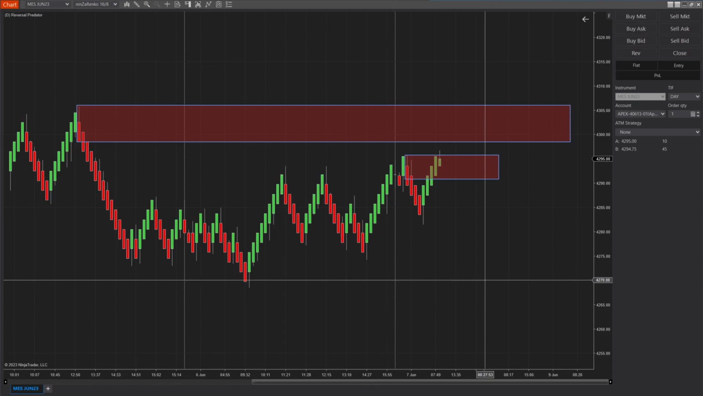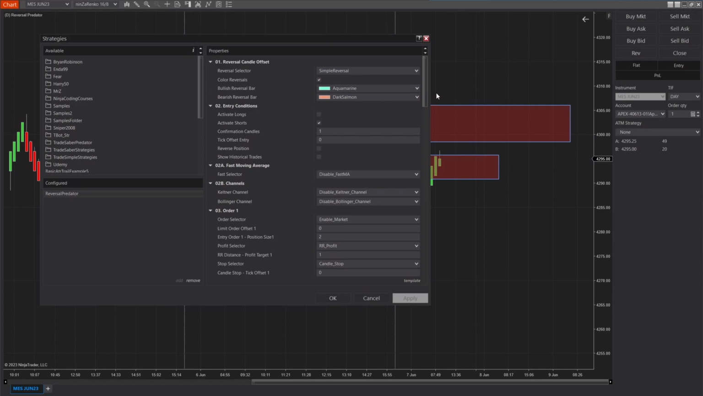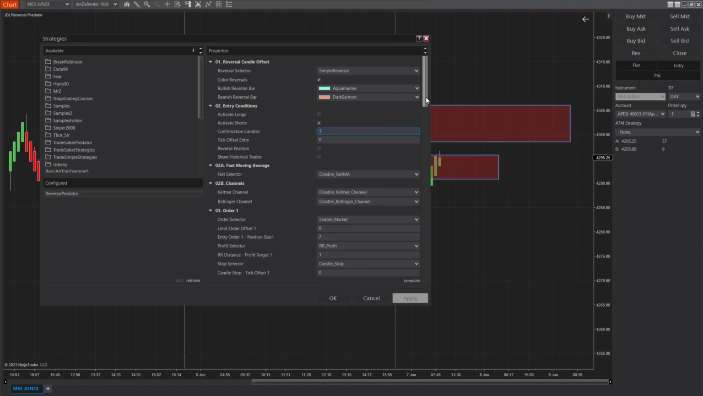Alright, so let's move on to how I typically use the reversal predator. Again, this is a tool to help you enter and manage Renko style trades. The first thing I like to do is set up a confirmation candle with a value of 1. This means that one candle in the same direction as my reversal candle has to close before the strategy enters. This just helps get a bit extra confirmation that the trade will go in my direction. The downside is obviously you get a bit worse fill.